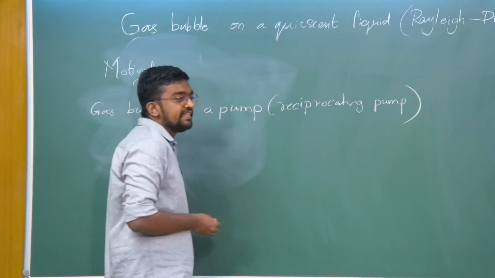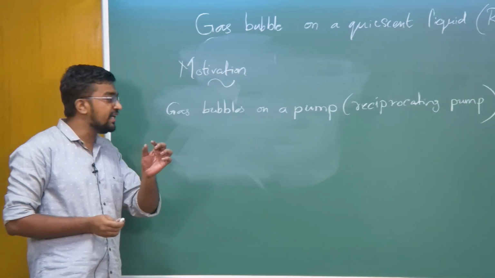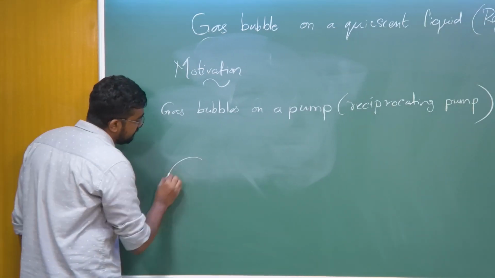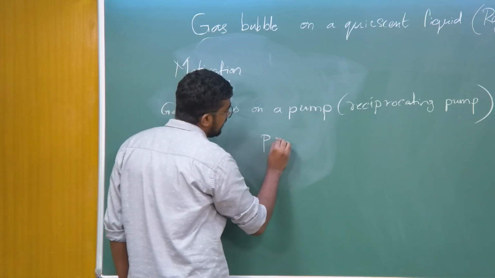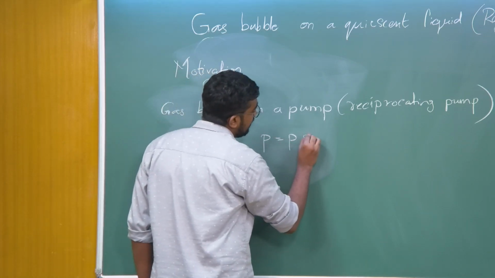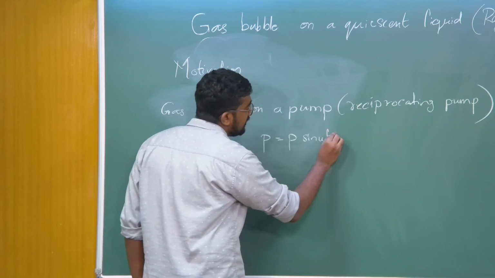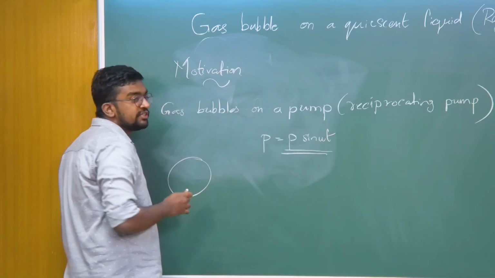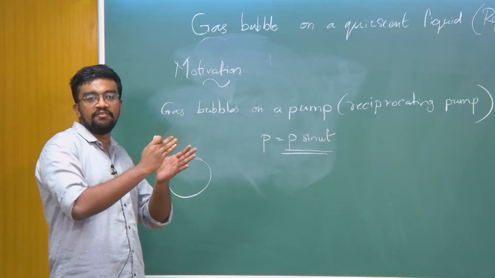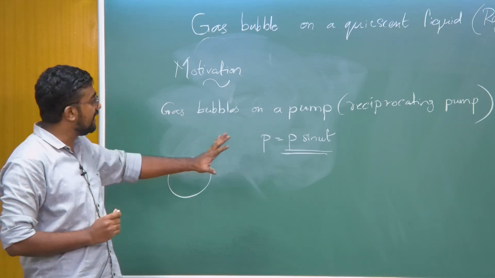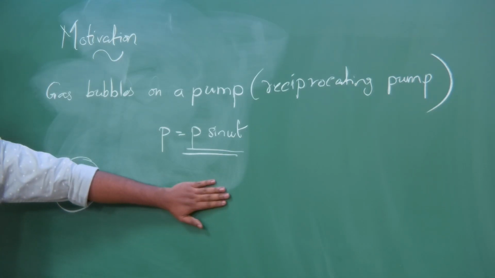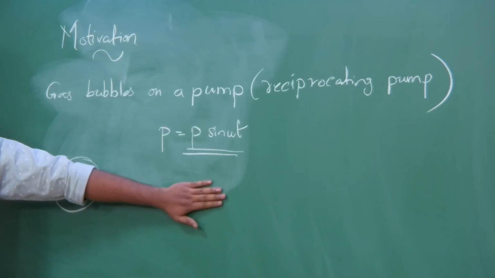In such a case, suppose we have a small gas bubble, we will have a system where there is a bubble and the far field pressure is oscillating with some P sin omega t. This corresponds to the motion of the machinery that gives you that pressure oscillation. So, what drives the flow here is the pressure oscillation far away from the bubble.